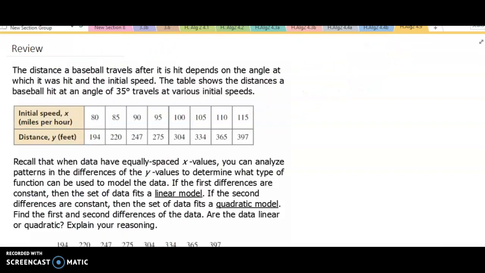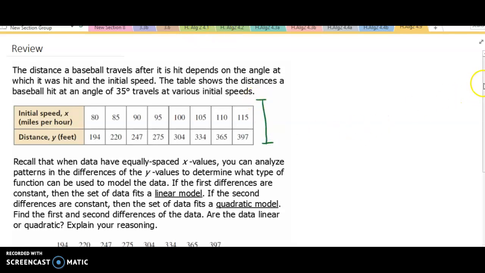All right, so here's some review for us. This goes back to your graphing calculator, so once again, make sure you have your graphing calculator. It says, the distance a baseball travels after it is hit depends on the angle at which it is hit and the initial speed. The table shows the distances that a baseball hit at an angle of 35 degrees travels at various initial speeds. And then it gives us this chart here.